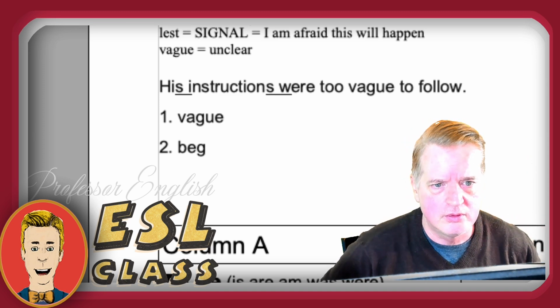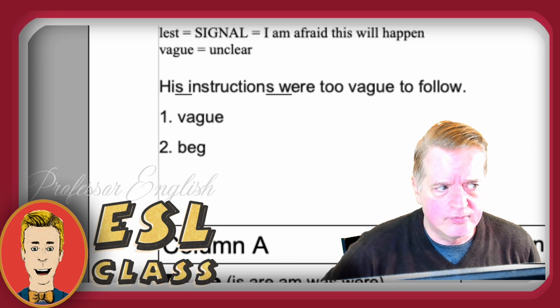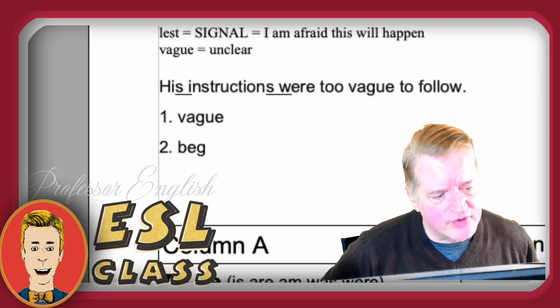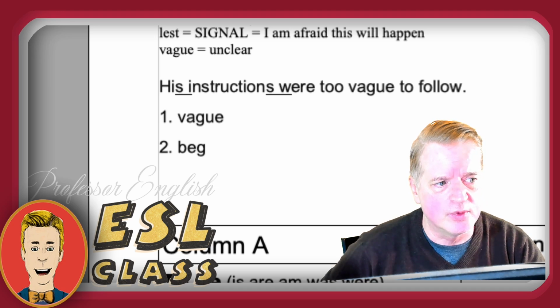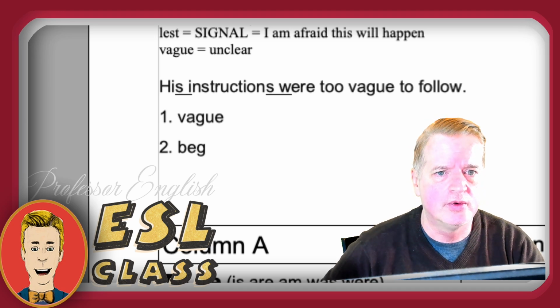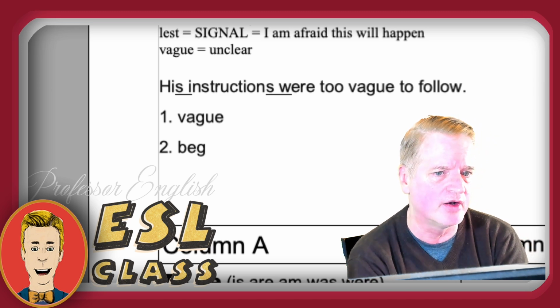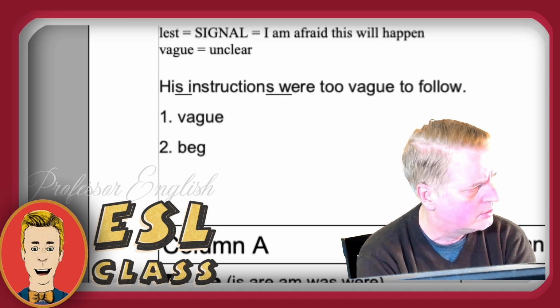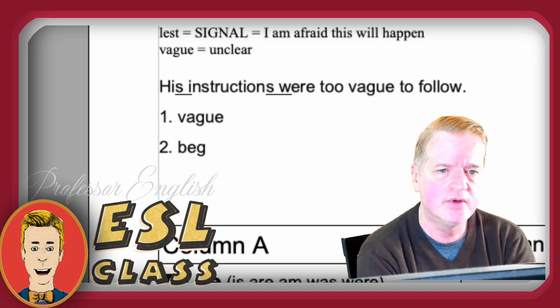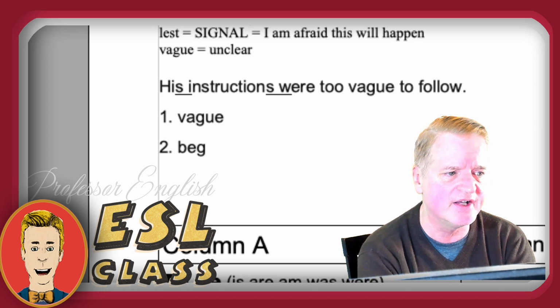Follow. One big and the second is small. Okay, the first one is big and the second one is small. Follow. Too vague to follow. Can you say that phrase? Too vague to follow. Pachu, can you say that phrase? Too vague to follow. All right.